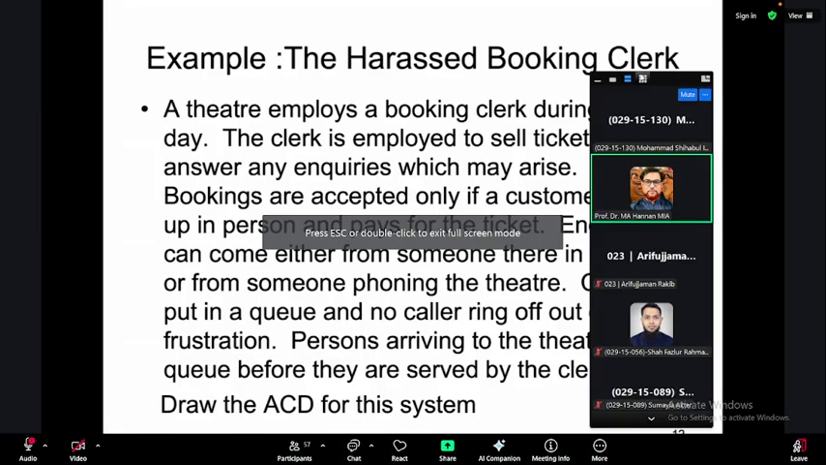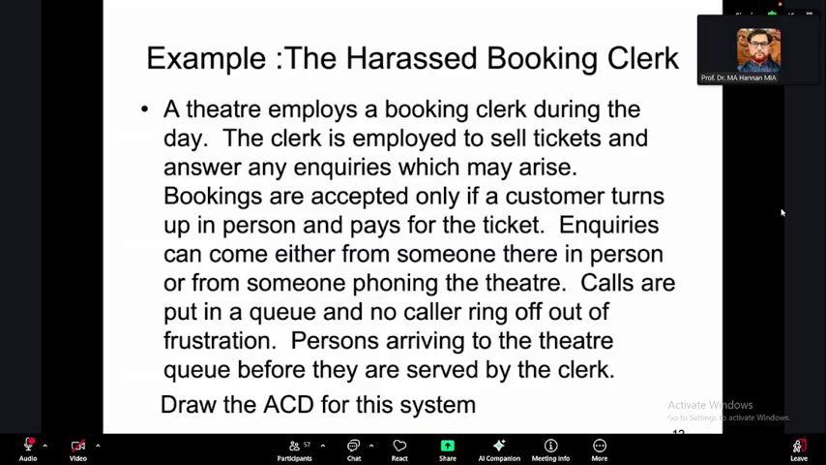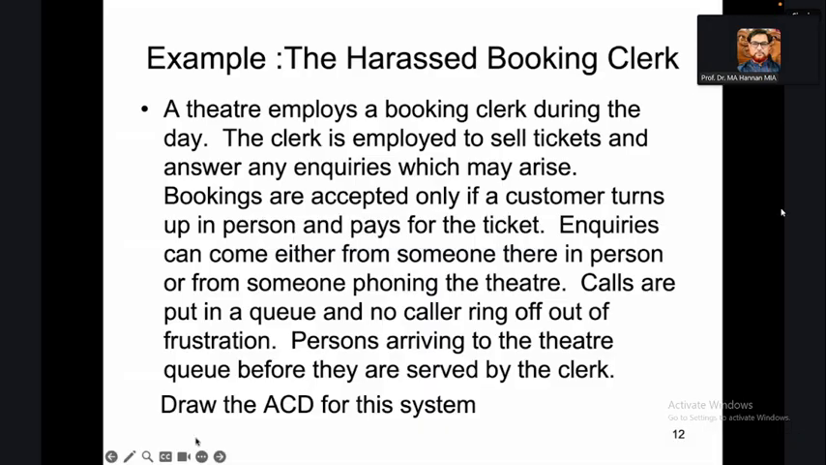Okay, the example was the harassed booking clerk. So the example was a theater employs a booking clerk during the day. The clerk is employed to sell tickets and answer any queries which may arise.